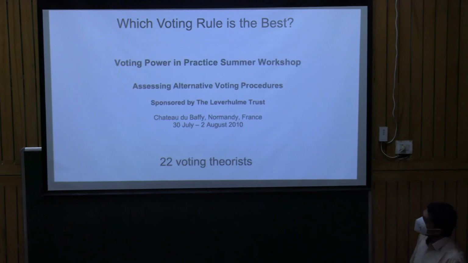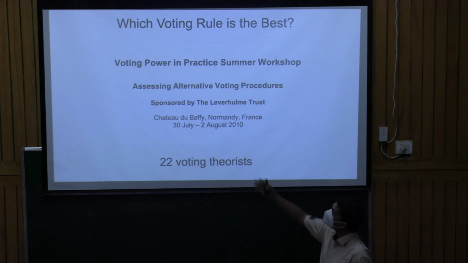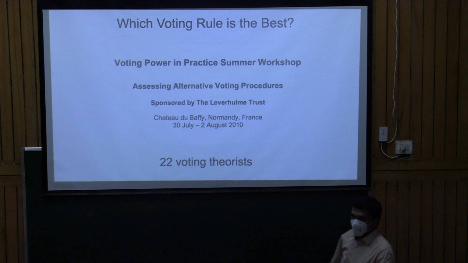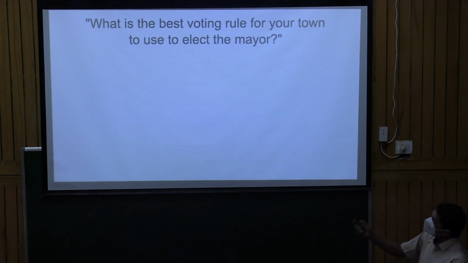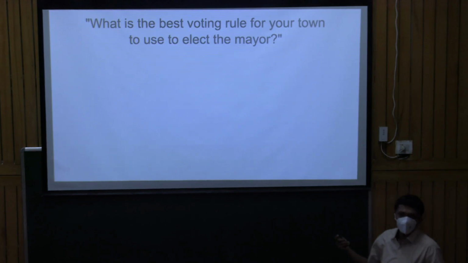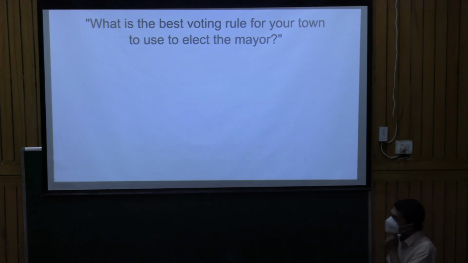So this question was asked to a bunch of voting theorists in a social choice workshop in 2010, about 12 years ago. There were around 22 experts in this area, and they were asked which voting rule is the best. The exact question was: what is the best voting rule for your town to use to elect the mayor? It's basically asking what is the best voting rule. It's just a fancy way of putting it.